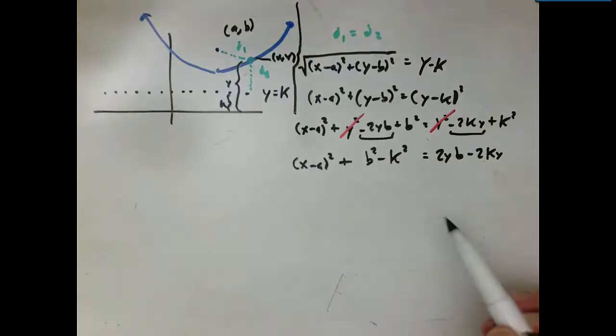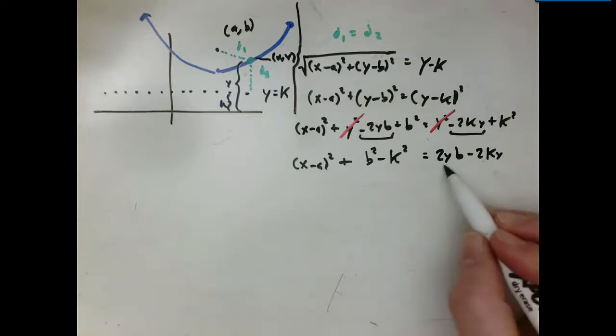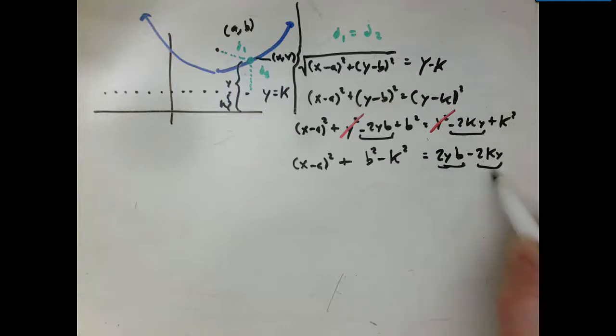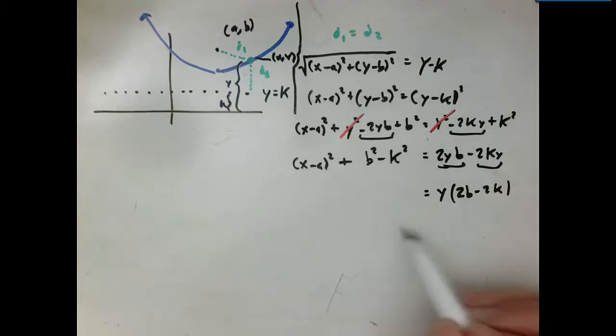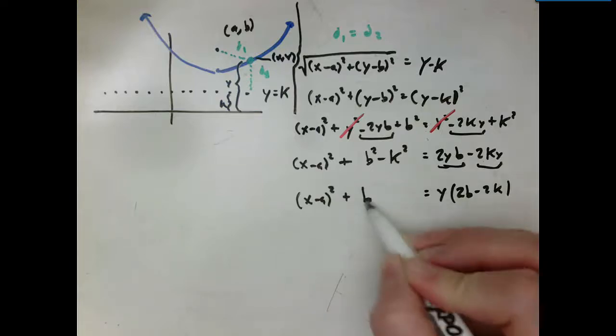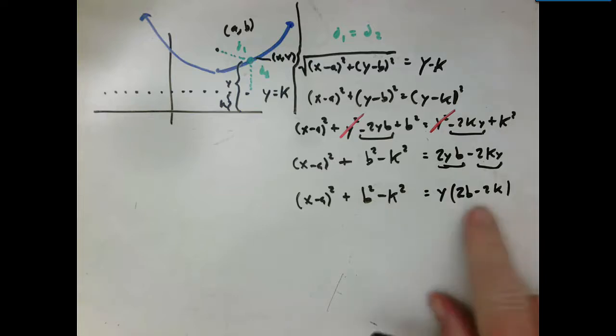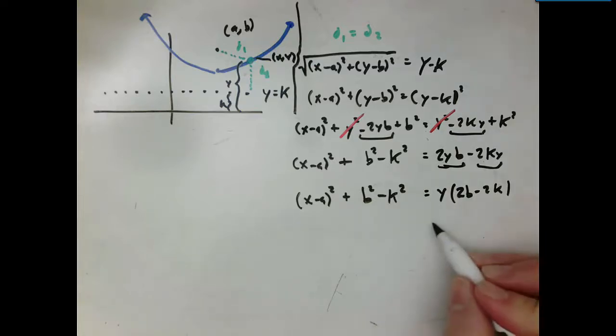Okay, great. So sometimes you have to focus on what your goal is here. Remember, our goal is to write y equals some stuff. So I see both terms here have a y, so let's factor out the y. So here I've got y times (2b minus 2k). And then I've got all the rest of this stuff. So let's rewrite it. Then the last step to isolate y is going to be dividing by the coefficient. So let's do that.